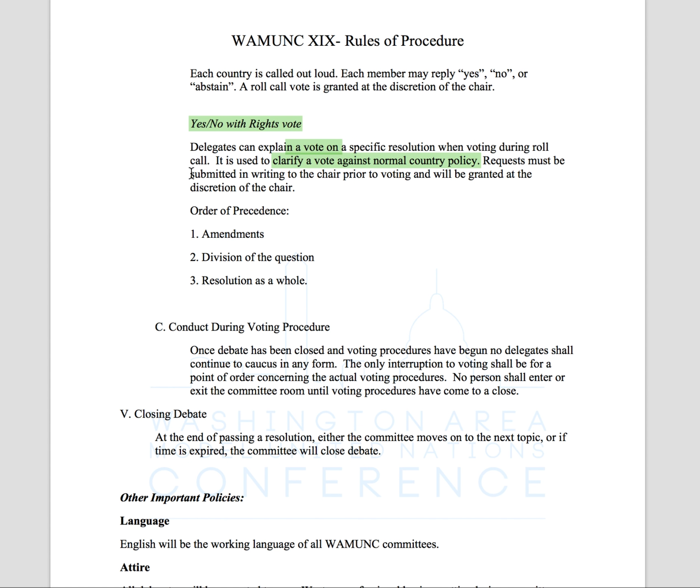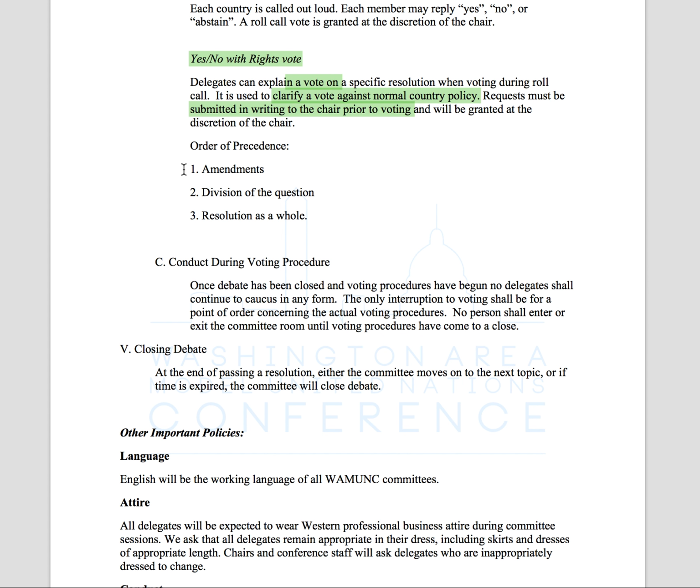So the request must be submitted in writing to the chair prior to voting. So if you're going to vote against your normal country policy, you need to submit in writing to the chair before voting, I would like to vote yes or no with rights. And then the chair, if they feel like, okay, that's appropriate, you can speak, they'll let you do that. So order of procedure: first, vote on amendments, like look at amendments, then division of the question, whether to divide the question. And then the resolution as a whole. So that's what you got.